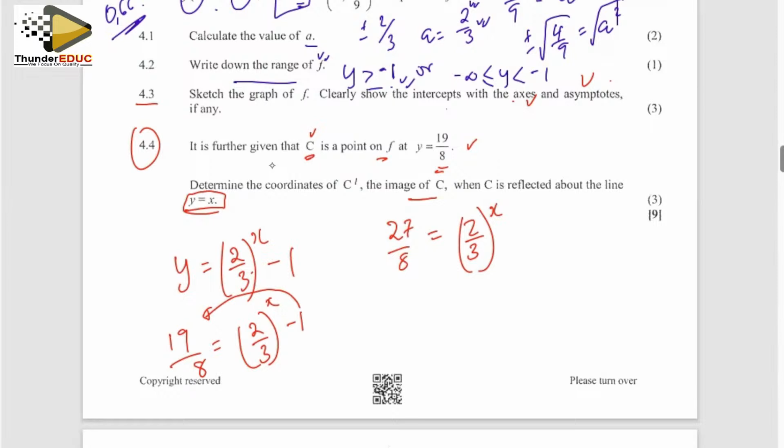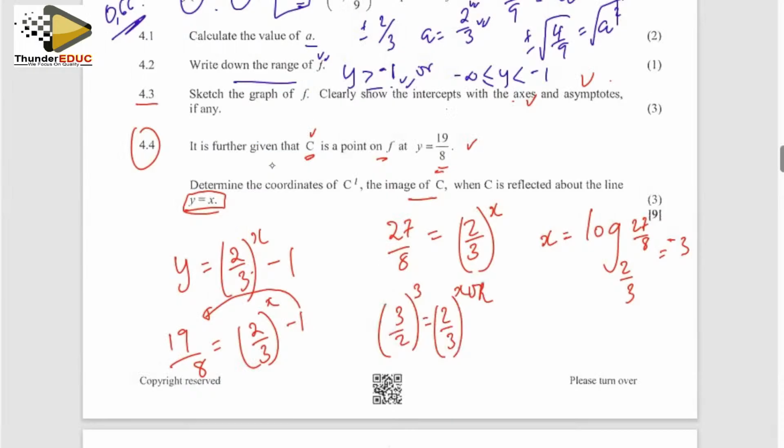Okay, I have two ways of doing it. If I use the logs, which means my x is going to be log base 2/3 of 27/8. Let me try this approach and see. If it's log base 2/3 of 27/8, the answer I'm getting is -3.